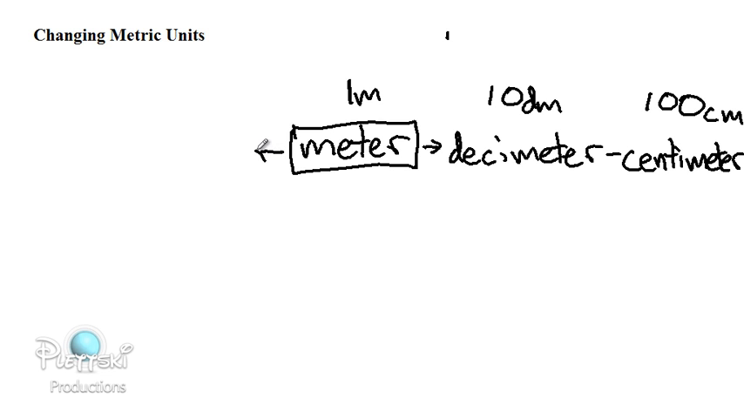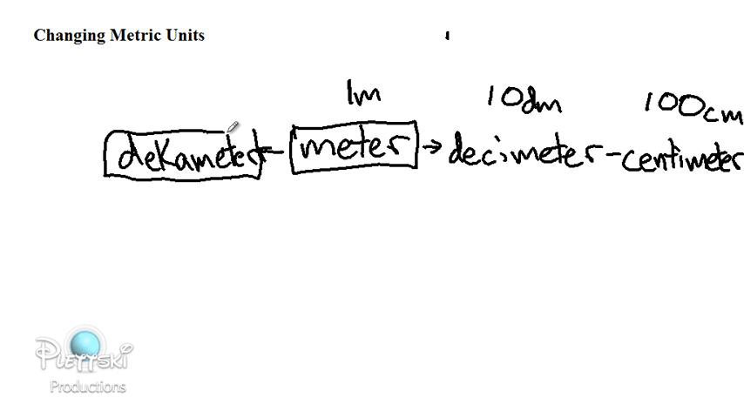Okay, now let's go to the larger side. 1 meter would be how many decameters? Okay, now a decameter is much larger than a meter. It's about 10 times larger than a meter. So if you have 1 meter, you'd have to divide a decameter into 10 pieces and take one of those. So 1/10 of a decameter equals 1 meter. Okay?